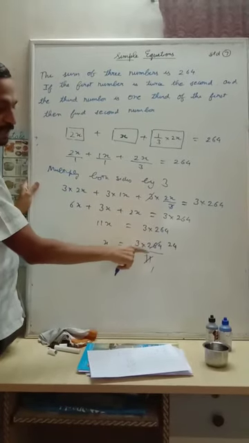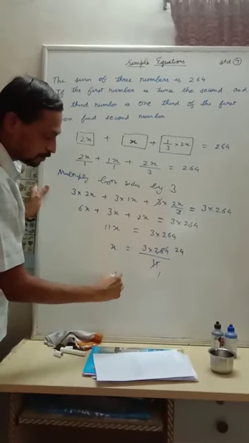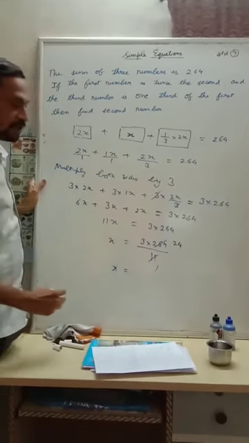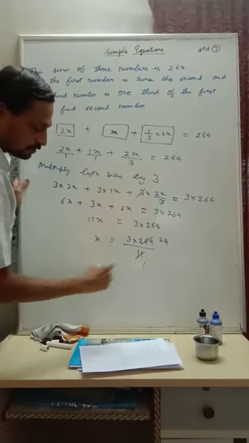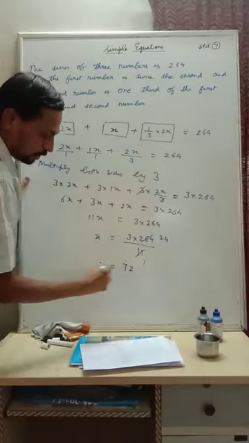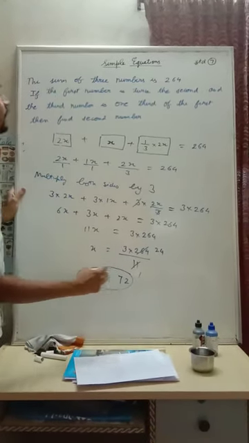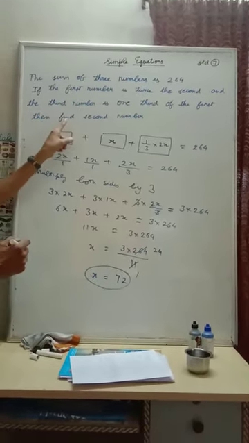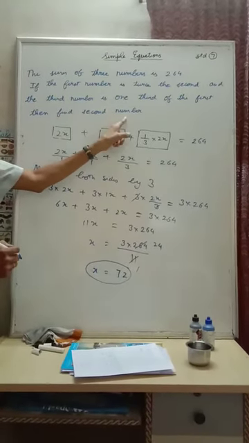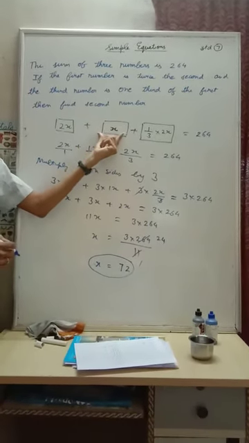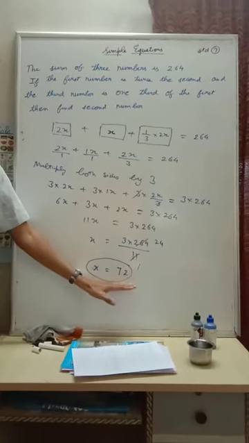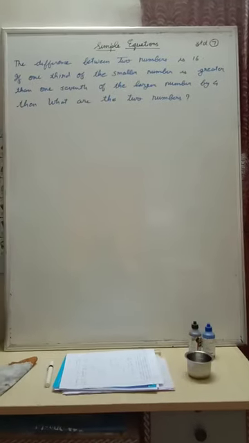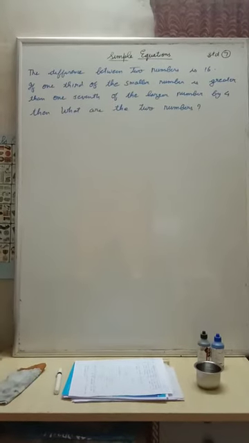So the 11 gets cancelled, and in the last step I get the answer without any rough work. This will save your rough work calculation. 24 multiplied by 3. So the final answer I got is x equals 72, and he had asked us to find the second number. The second number was x, and finally I got x as 72. So this is the required solution. Done. So friends, next problem.